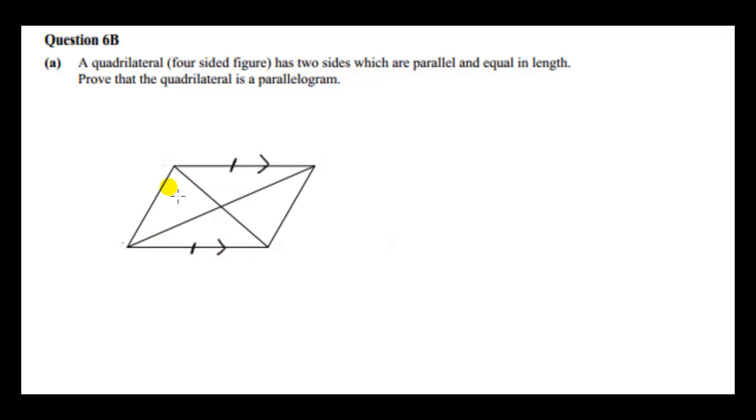We want to prove that this quadrilateral is a parallelogram. Obviously it looks like a parallelogram, and if you do construct such a setup, draw two lines that are parallel and equal in length and connect up the ends, you will find that these two lines are also parallel and equal in length. But we want to prove that, okay? So what do we do? Well, we draw in the two diagonals.